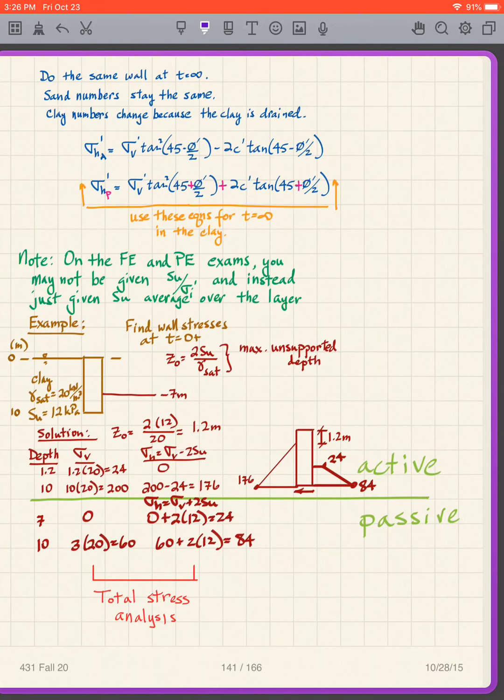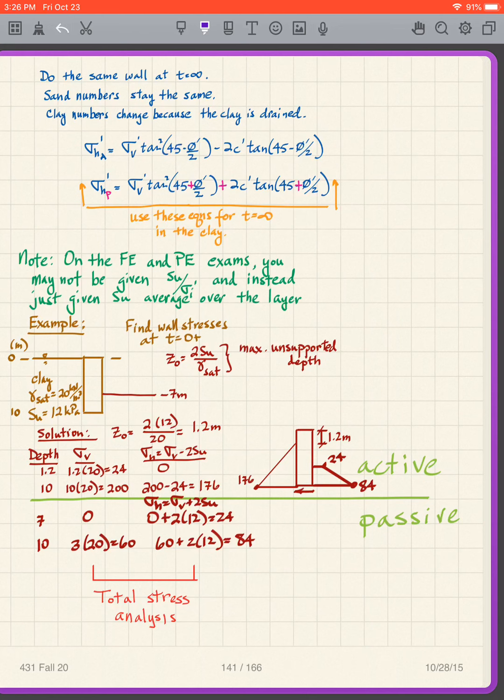And then I just want to re-emphasize these two equations here and the differences between them. Remember to memorize these. Hopefully you've already memorized tangent squared of 45 minus phi prime over 2, or in the passive case tangent squared of 45 plus phi prime over 2. So this is our Ka and our Kp. Hopefully you know those.